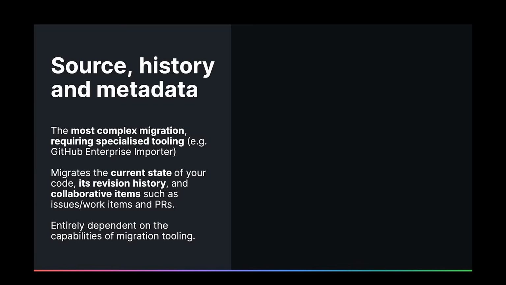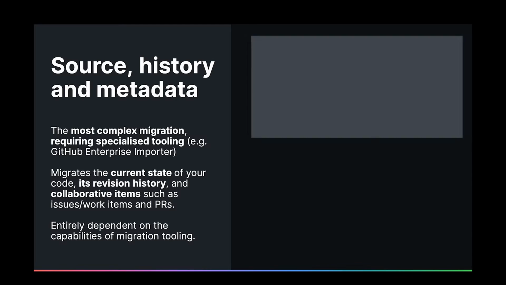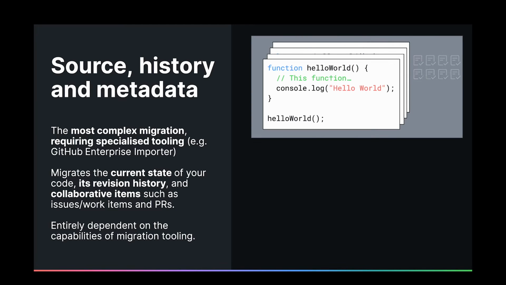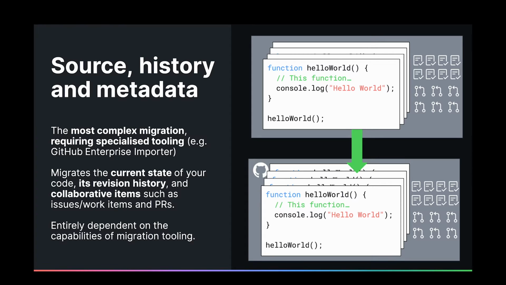And finally, source, history and metadata. This is the most complex of the migration options and requires specialist tools which are not available for all migration paths. In this scenario, the current state of your code, its revision history, and additional collaborative items such as work items or issues and pull requests, and potentially some configuration settings can be migrated. However, this option is entirely dependent on the migration tooling. In other words, how rich or high fidelity its capabilities are, and whether the migration source is supported.